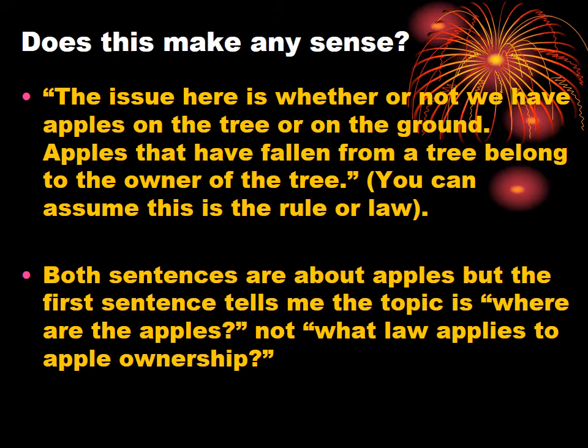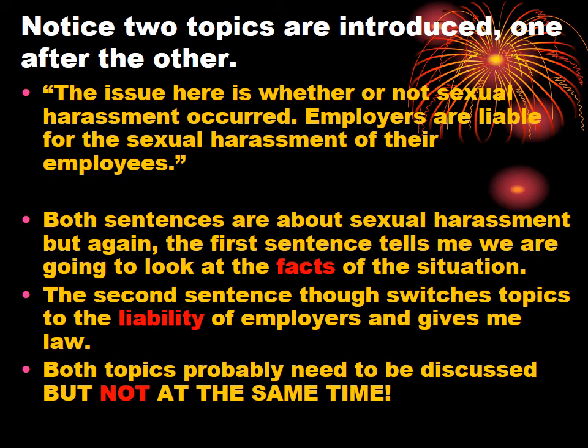The issue here is whether or not we have apples on the tree or on the ground. Apples that have fallen from a tree belong to the owner of the tree. You can assume this is the rule or law. Both sentences are about apples, but the first sentence tells me the topic is where are the apples, not what law applies to apple ownership. Notice 2 topics are introduced, one after the other.